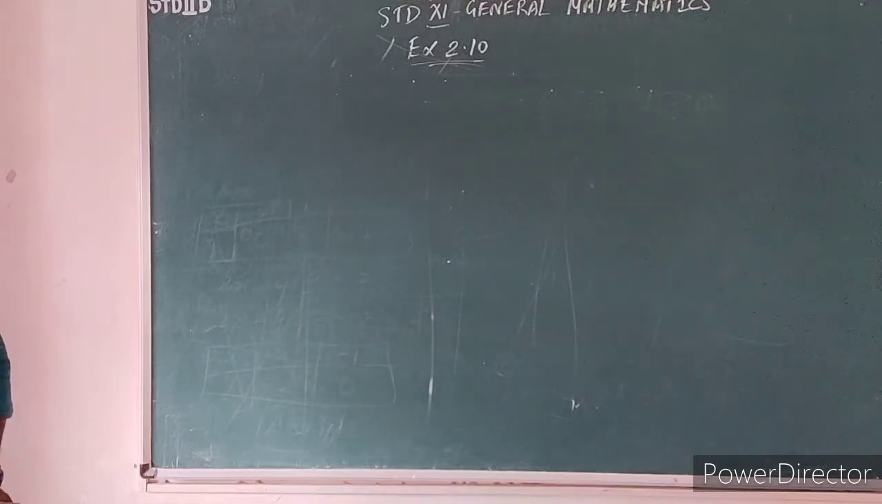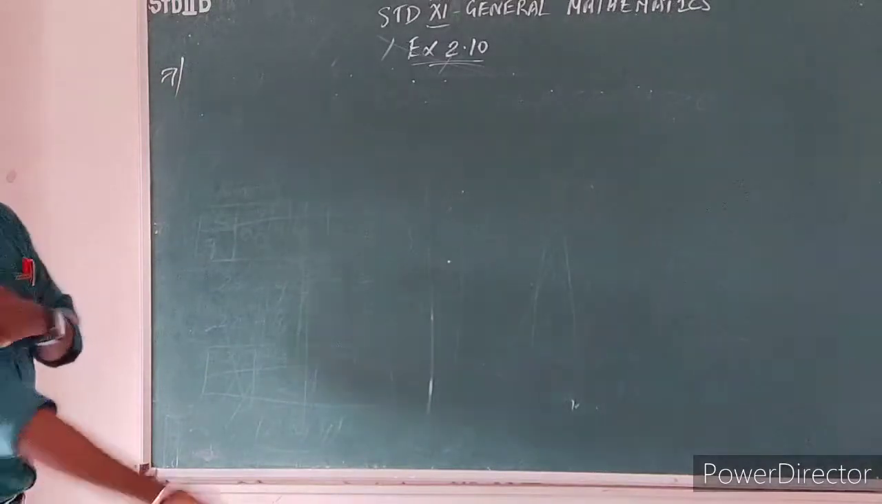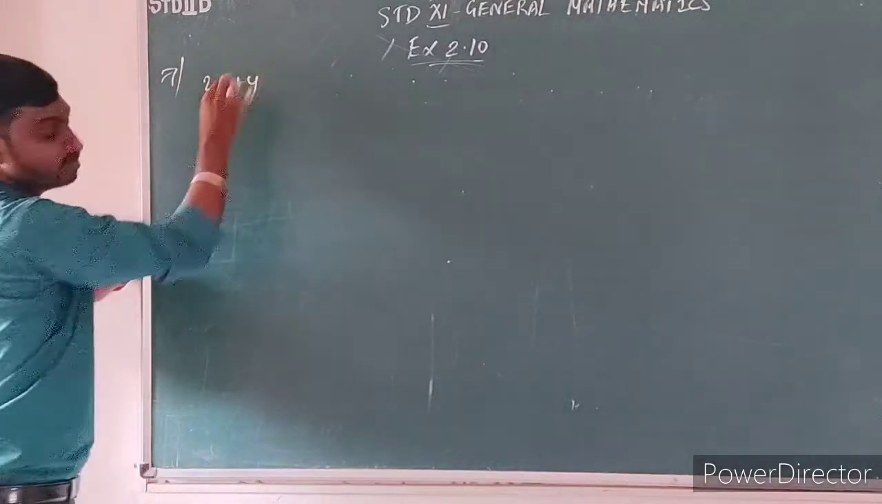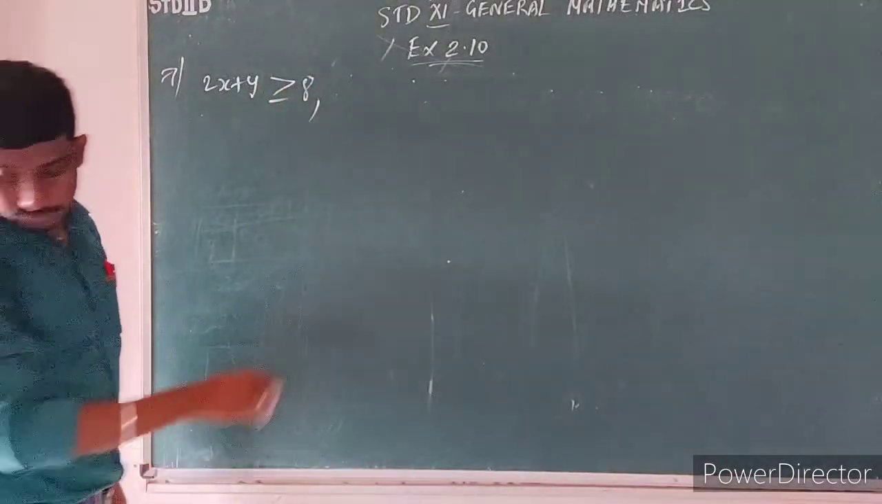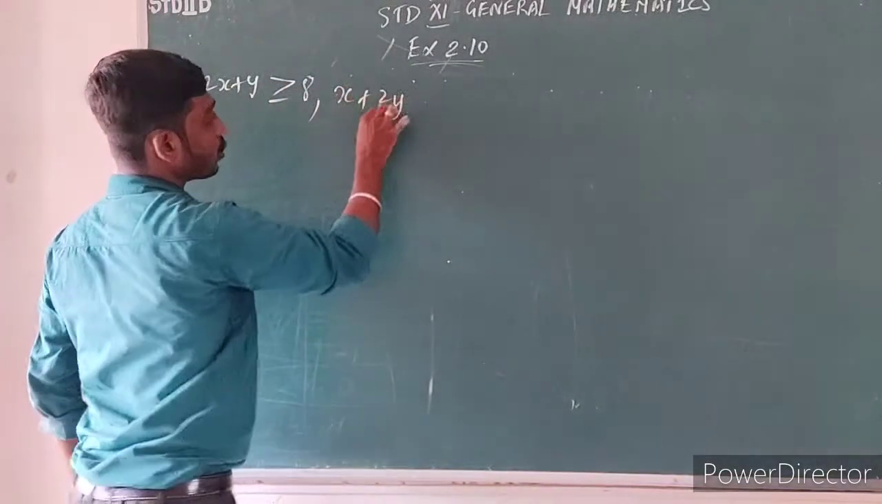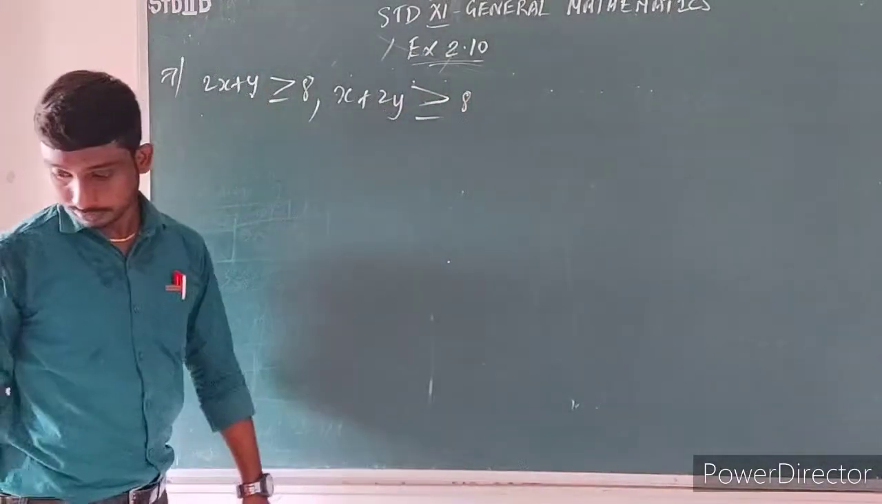7th question given in the exercise 2.10. Let's solve the 7th one. What's the question given here? 2x plus y greater than or equal to 8. Then x plus 2y greater than or equal to 8.